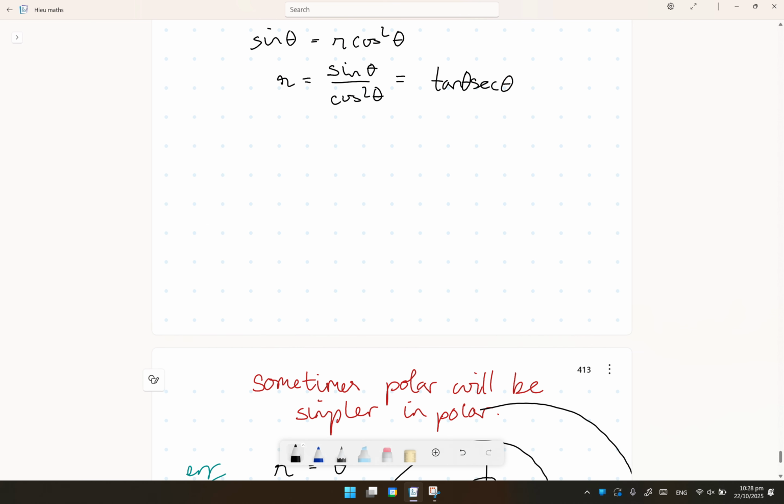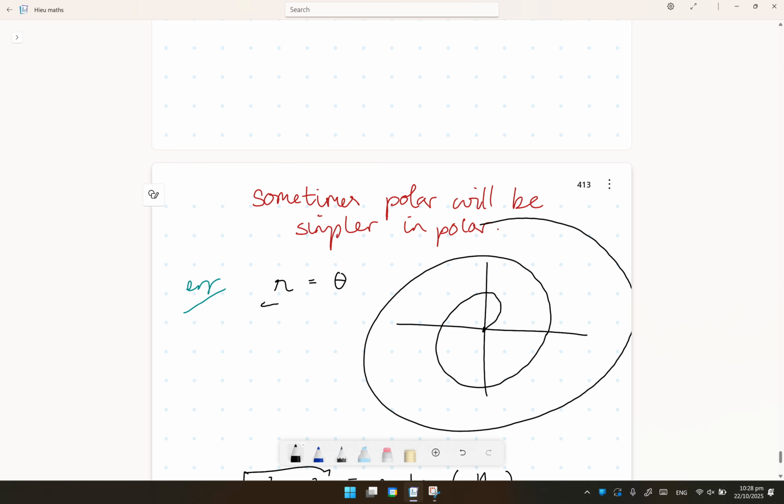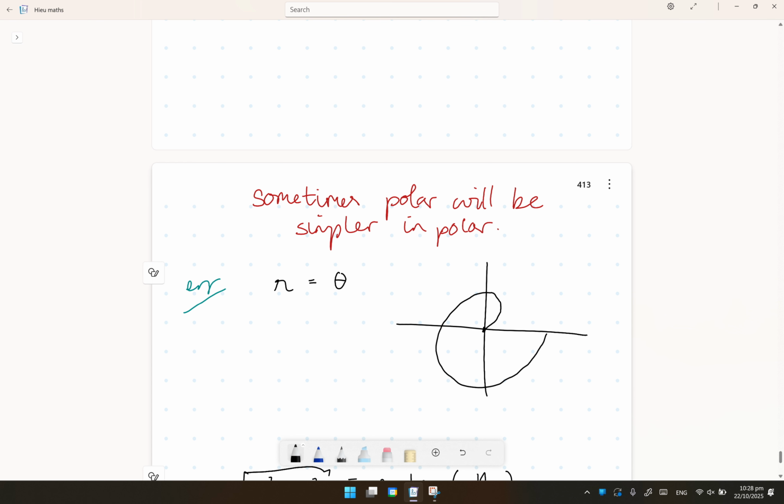So let's look at an example. Let's use r equals theta, right? It looks simple, but it actually looks really crazy. If you imagine this, at theta equals 0, r is equal to 0. So we go along 0, which is this way, but then it goes nowhere because it's at 0. At theta equal to pi over 2, r is going to be pi over 2.